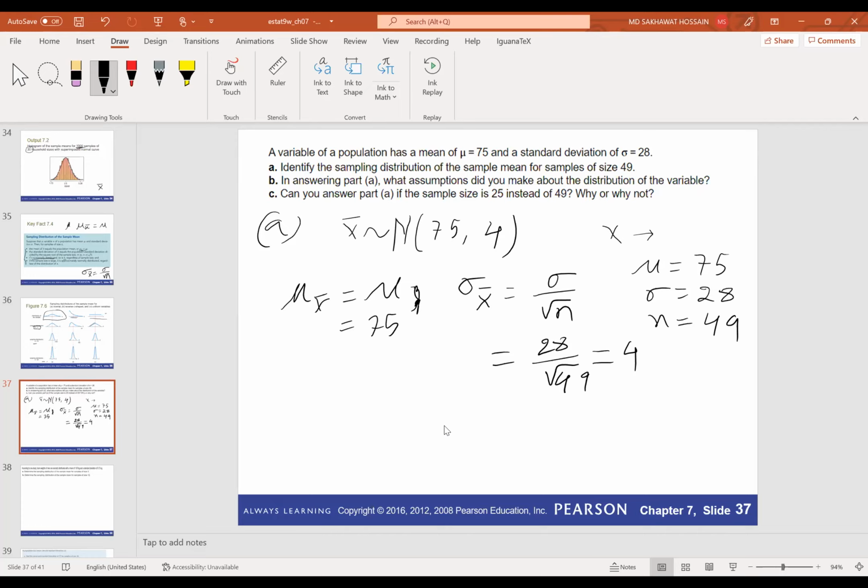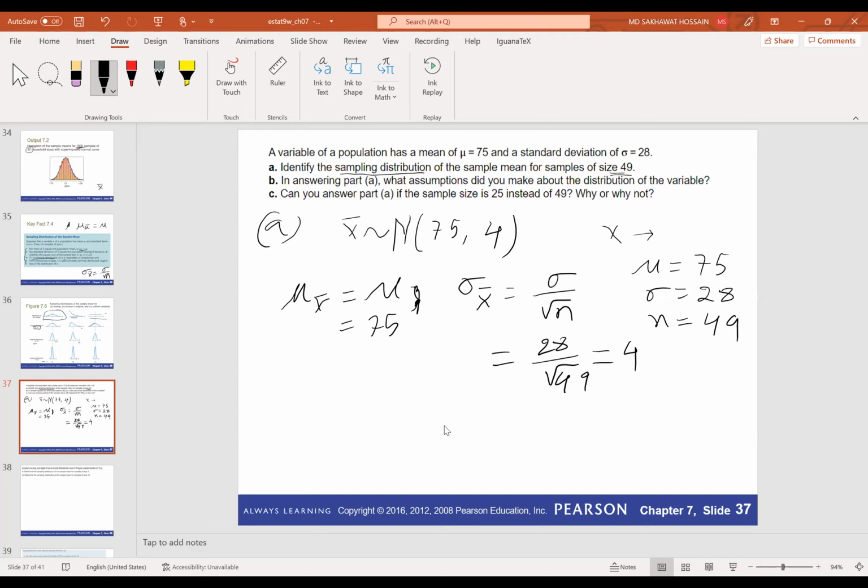So this is the distribution of x bar. We know the distribution of x bar, which is normal distribution. Now, what assumptions did we make about the distribution of the variable? To determine the sampling distribution, what assumptions did we make? Our assumption is the sample size is large, because the sample size is 49. So that was our assumption.